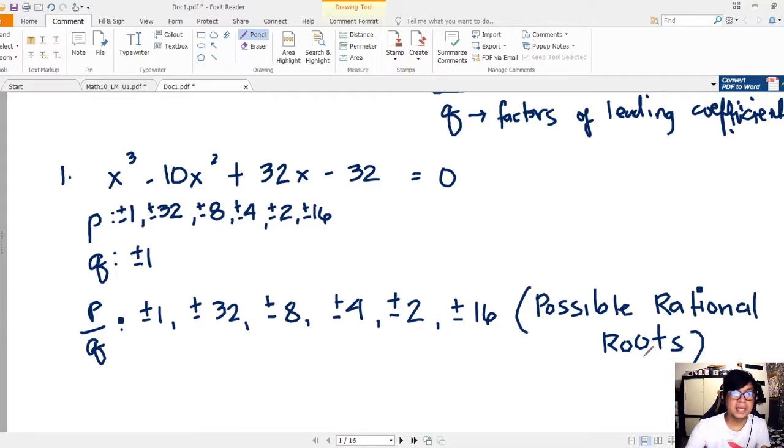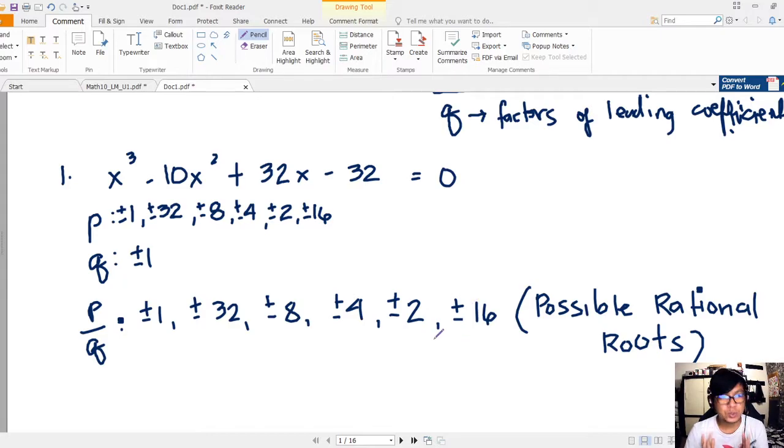Ibig sabihin, we will find the real roots from this set of numbers. Pwede maging positive 1, pwede negative 1, pwede rin negative 32, pwede positive 32, pwede si 8, pwede negative 8, pwede 4, pwede negative 4, pwede 2, pwede negative 2, pwede 16, pwede negative 16. So there are how many possible rational roots? So 1, 2, 3, 4, 5, 6, 7, 8, 9, 10, 11, 12.